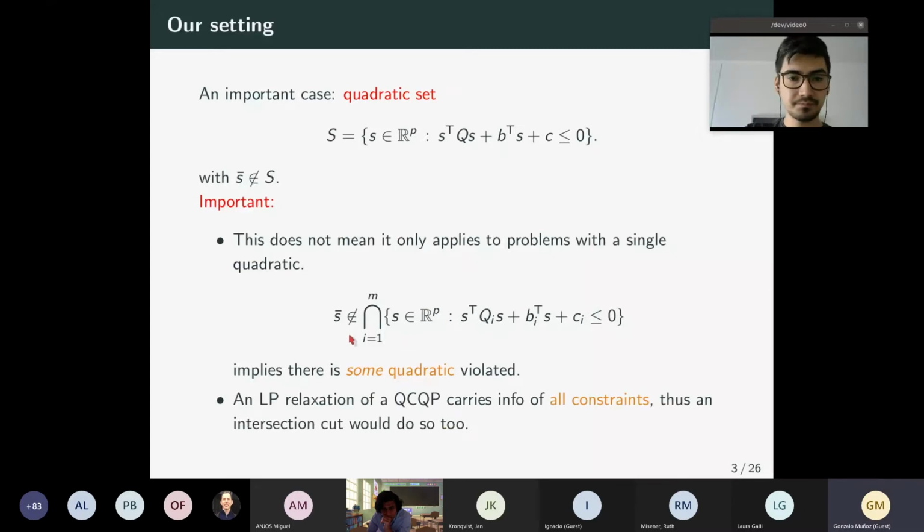And second, another important thing is that the intersection cut also uses this LP relaxation that I mentioned before, which usually carries information of all the other constraints as well. So the cut that you're constructing using this S-free set, even though you're looking only at this as S, will still be including information of the rest of the constraints, because the LP relaxation that you're using has information on the rest of the constraints. Okay. So that's the setup.